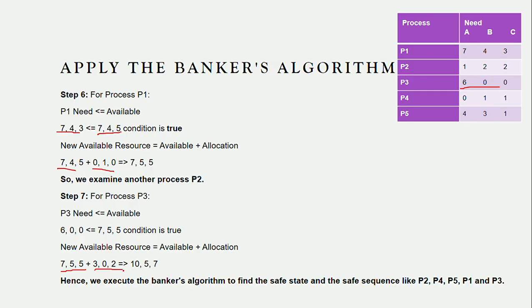As we are able to execute all the processes, like P2 first we have executed, then P4, then P5, then P1 and P3, the system is safe.